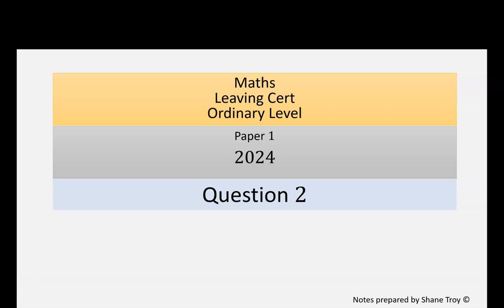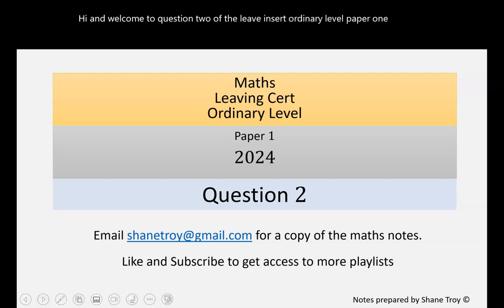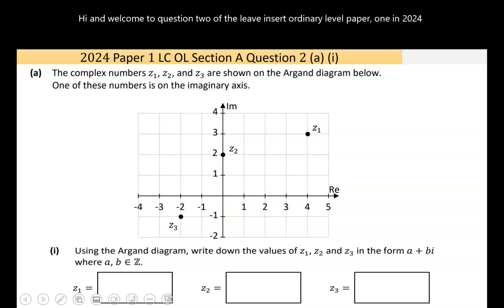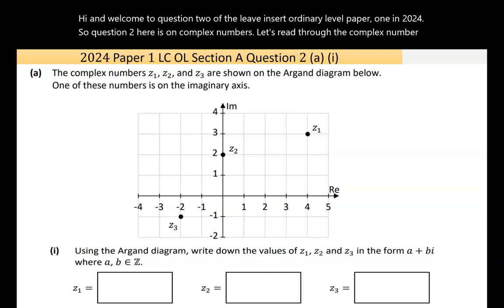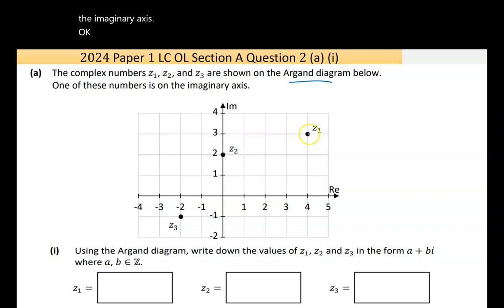Hi, and welcome to question 2 of the Leaving Cert Ordinary Level Paper 1 in 2024. So question 2 here is on complex numbers. Let's read through. The complex numbers Z1, Z2, and Z3 are shown on the Argand diagram below. One of these numbers is on the imaginary axis. Okay, so I see Z1 here, Z2, and Z3.